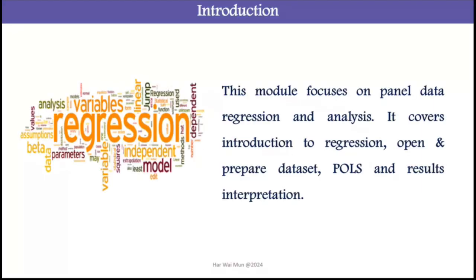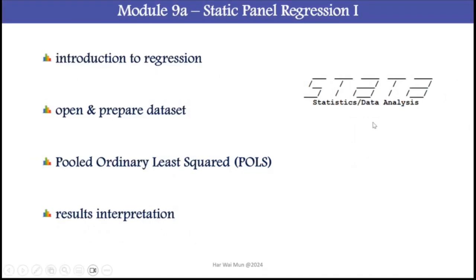Okay, regression. This module on static panel regression focuses on panel data regression and analysis. It covers an introduction to regression, then how to open and prepare a data set for the Stata program, right? Because the raw data you download from maybe World Bank or International Monetary Fund cannot be used directly. You have to rearrange it according to the software's required format. Then you run the pooled OLS, then fixed effect and random effect. And then we have some result interpretation. So first of all, these are all the things that we introduce here, and later on in module 9B you have more.